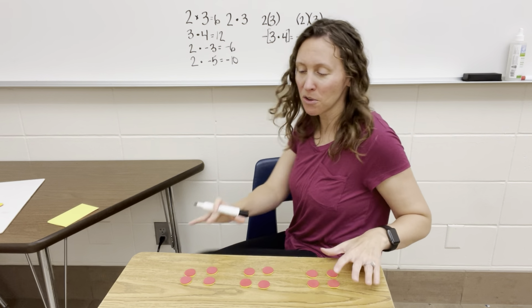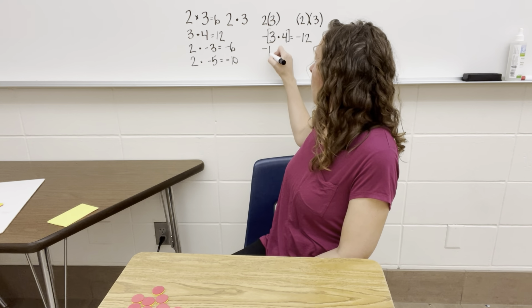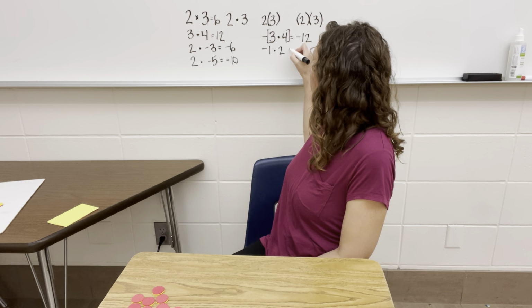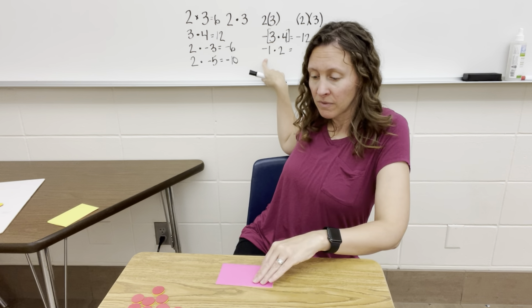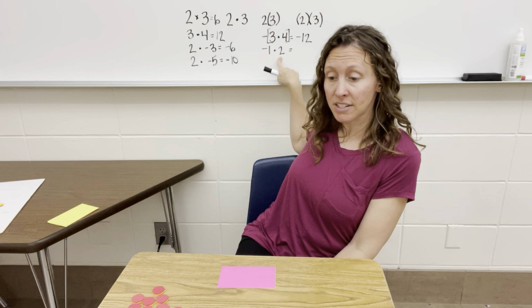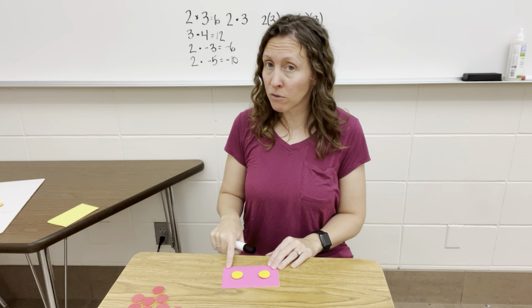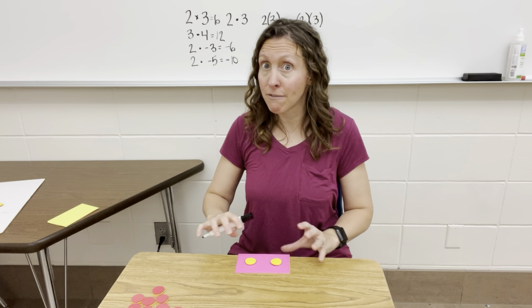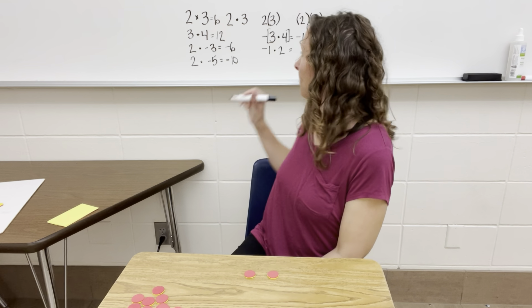All right, let me do another one of those. Let's say we have negative 1 times 2. I'm gonna have 1 negative group, and in that group, I'm going to put 2 positives. But I'm not allowed to have a negative group, so I have to take the opposite of everything. Flip. So my answer is going to be negative 2.